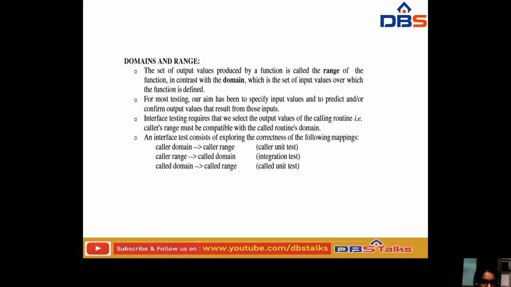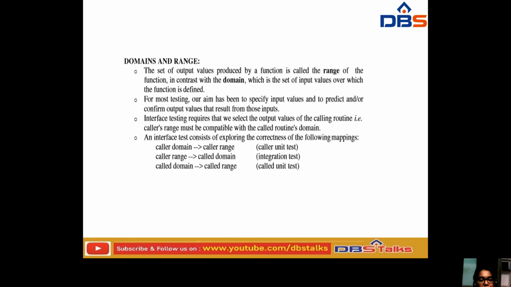So the interface test consists of exploring the correctness of the following mappings. If it is from caller domain to caller range, we can consider it as the caller unit test. Next, if it is from caller range to domain, we can consider it as the integration test. If it is from caller domain to caller range, then we say it is the caller unit test.